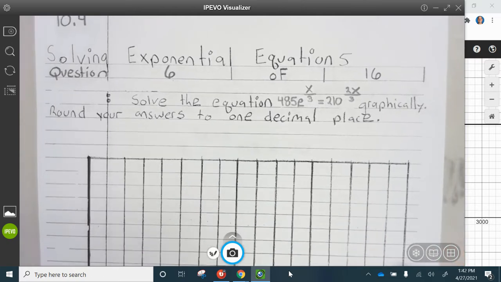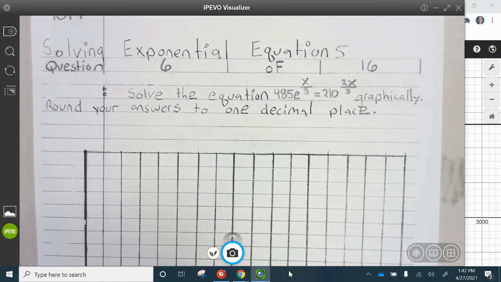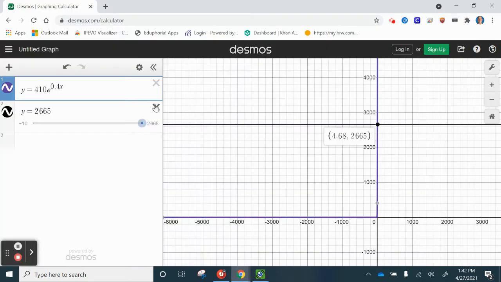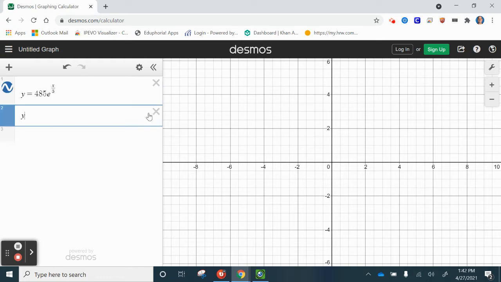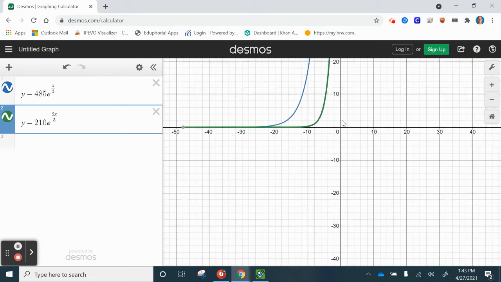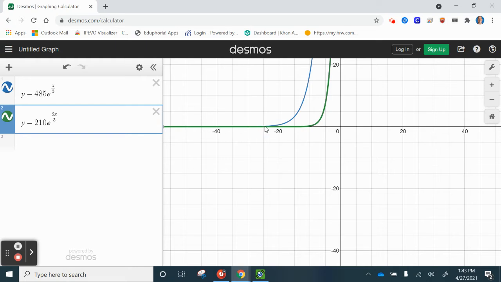Question 6 of 16. Solve the equation 485e to the x divided by 3 equals 210e to the 2x divided by 3 graphically. Round your answer to one decimal place. Again, we're going to come to Desmos. X out here, press the home key, and then graph y equals 485e to the x divided by 3 and y equals 210e to the 2x divided by 3. Then we're going to zoom out, and it looks like our intersection is happening somewhere there, so let's click on the lines.